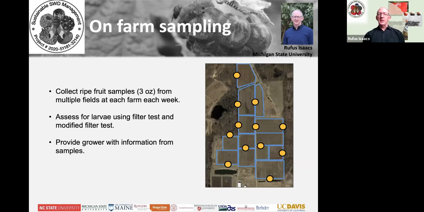And so this has been implemented in some commercial farms where we are trying to bring fruit sampling into the decision-making at commercial farms. These yellow dots show where we might sample around a farm, especially up against wooded areas in our region. That tends to be a source of SWD. And then we also want to know about the middle and the other edges of the fields.